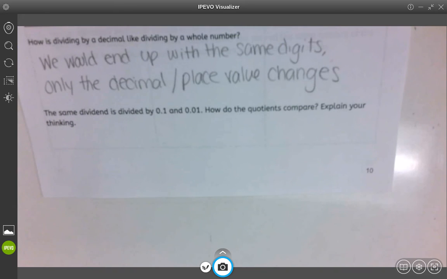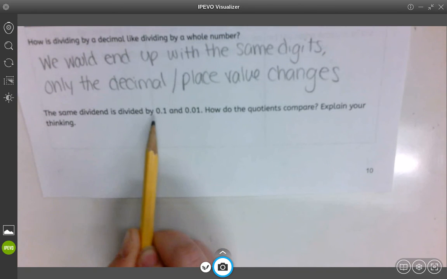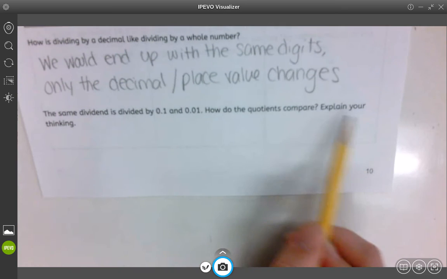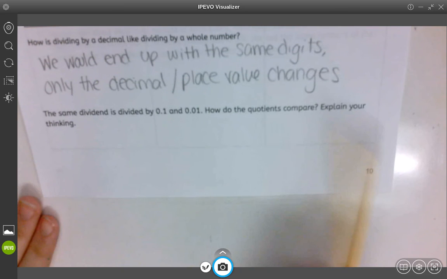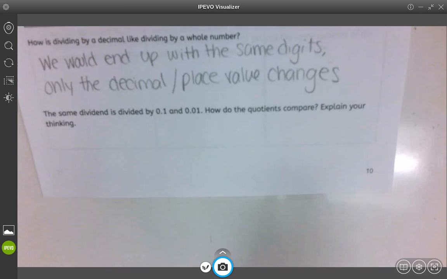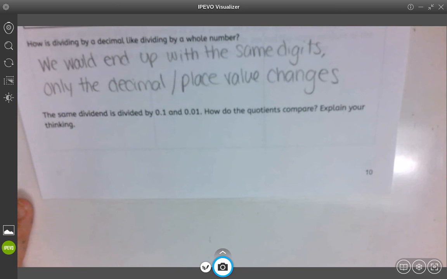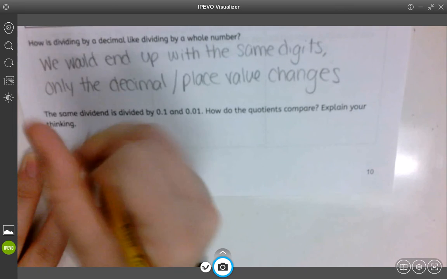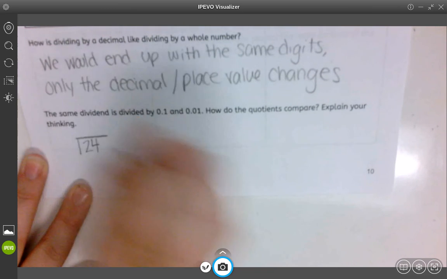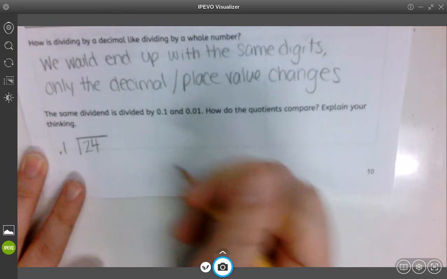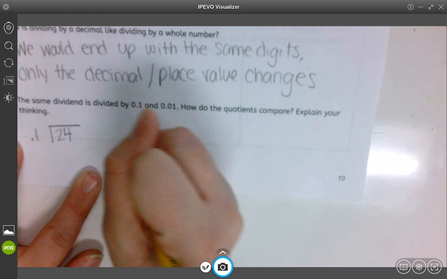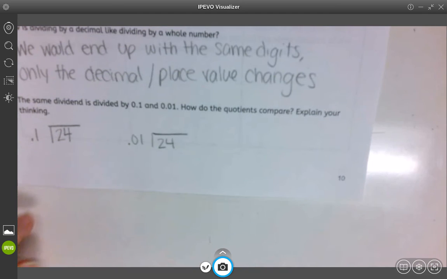All right, and then our last question. The same dividend is divided by 1/10 and 1/100. How do the quotients compare? Explain your thinking. Whenever I see a problem like this, I like to pick just a random number. So I'm going to pick 24. So I have 2 problems here. 24 divided by 1/10, and I have 24 divided by 1/100.